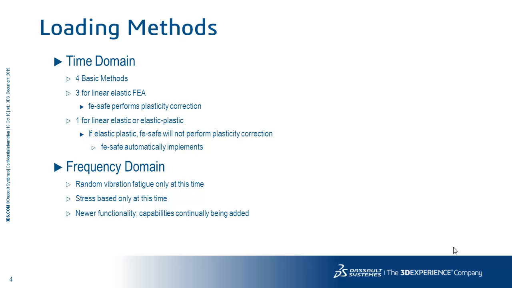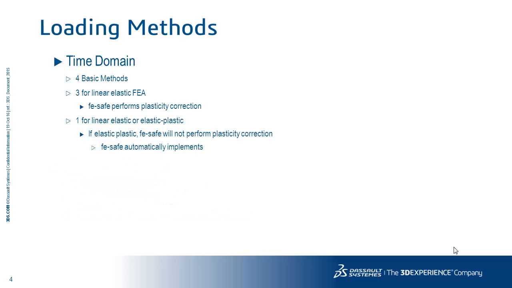So we have two basic categories of loading: time domain and frequency domain. And we've had a few talks on the frequency domain, so we'll just concentrate on the time domain for these tips. There are four basic methods for time domain loading. Three of them are really valid for linear elastic FEA, in which case FE-Safe will perform the Neuber plasticity correction for you. And one is valid for either linear elastic or for elastic plastic. And if it's elastic plastic, FE-Safe knows not to perform the plasticity correction.